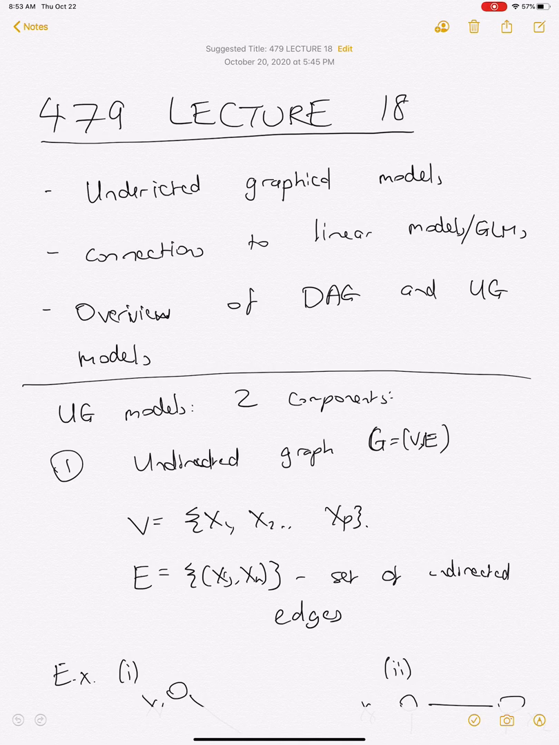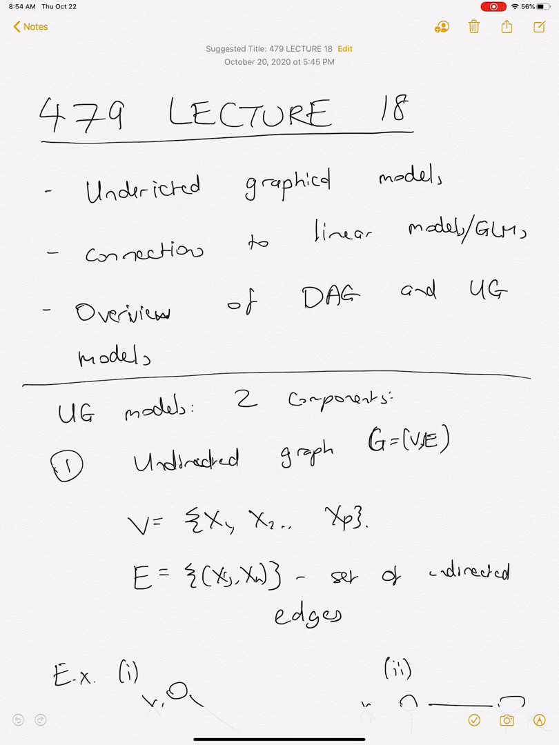So we're at the final stages of defining our overall statistical model, which is a graphical model. In particular, we're going to finish our discussion on undirected graphical models, which are graphical models that correspond to undirected graphs. And then we're going to talk about connections to linear models and GLMs.